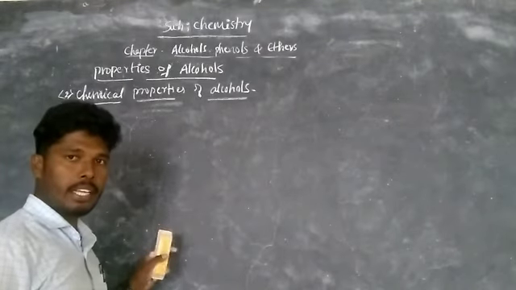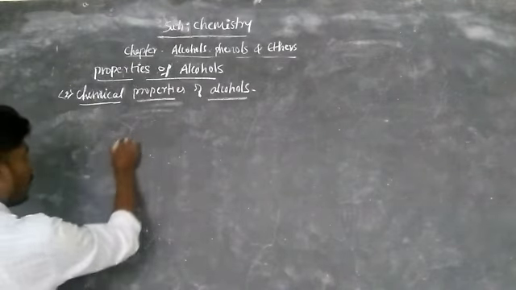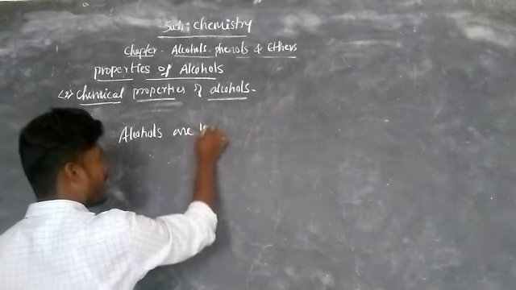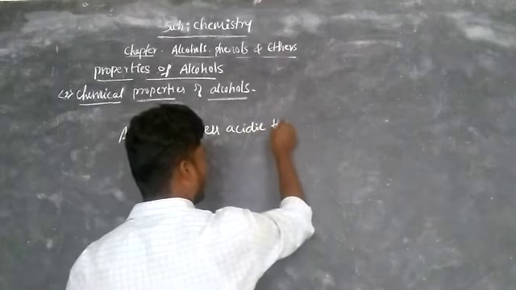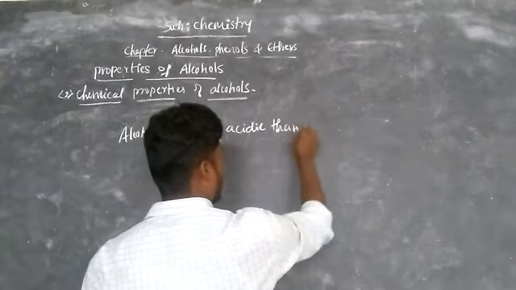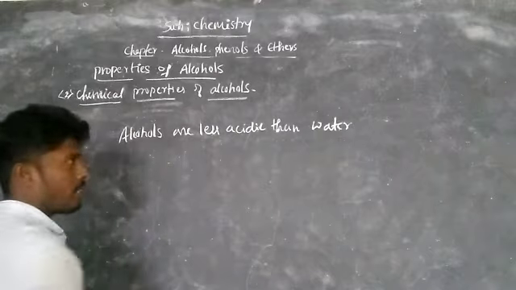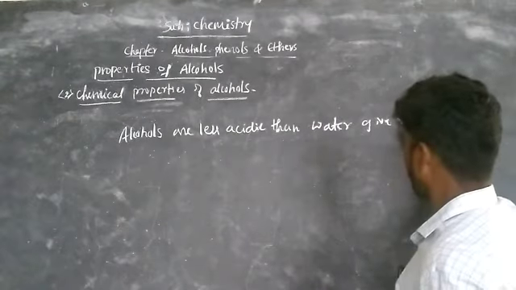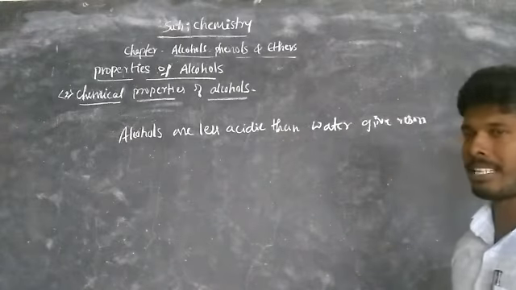See, there is a reasoning question on the basis of acidic character: alcohols are less acidic than water. Give the reason. See, alcohols are less acidic than water. Very important for 2 marks. Why are alcohols less acidic?